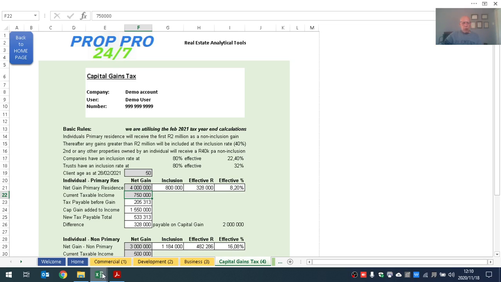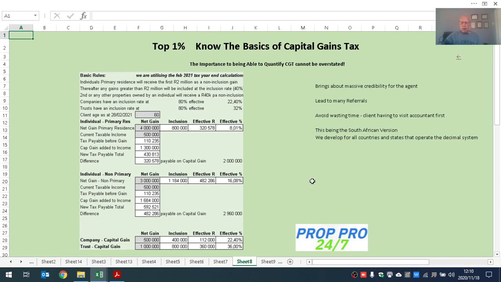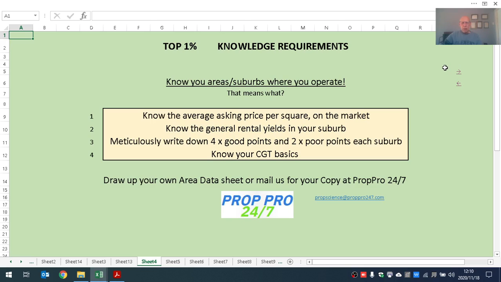Now, it is very important that you have all these levels of data and information to be the top 1%. It is very possible. Knowing your average asking price will take you 1 day per month to source that data. Your rental departments will provide you with the rental yields. You will spend a couple of minutes writing down the good and poor points of each suburb, and you need to know capital gains tax to answer your clientele's questions up front.